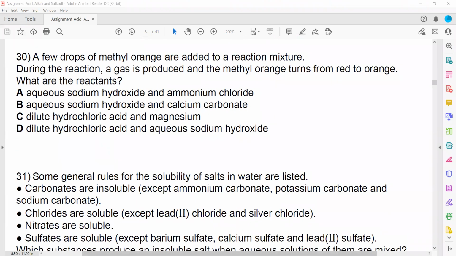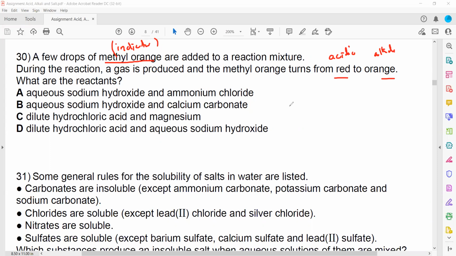In question 30, a few drops of methyl orange. What is methyl orange? Methyl orange is an indicator. During the reaction, a gas is produced and methyl orange turned from red to orange. So red means it was acidic. Originally acid is there, and it turned into orange, which means it turned into alkaline.